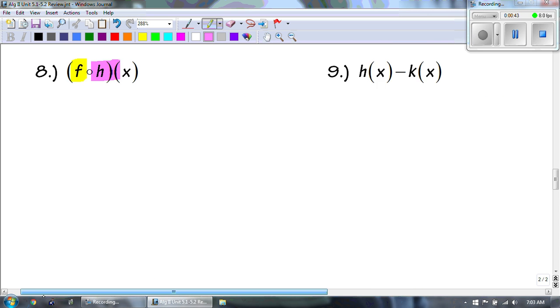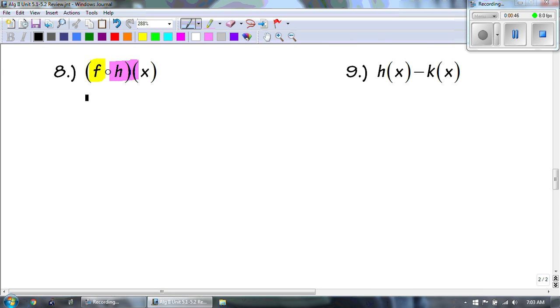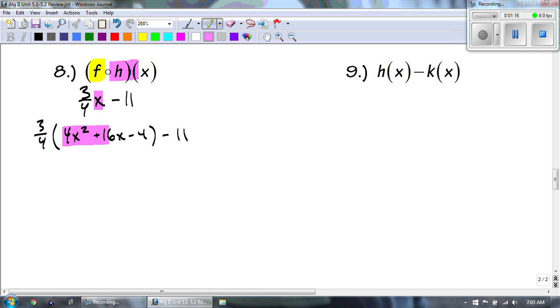So what that means is I have to start with f. Okay, so f is 3/4 x minus 11. And wherever there's an x, I plug in h. So I have 3/4, and then we have 4x squared plus 16x minus 4, minus 11. And here you can see the h. That's the h of x.